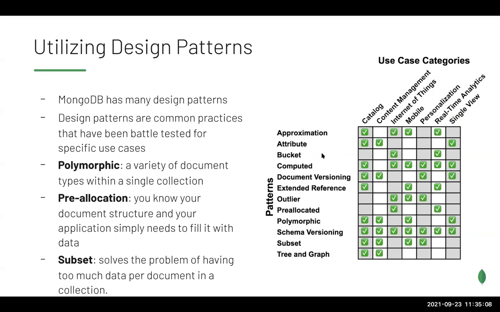Now, these patterns can be applied to various use cases, and this chart shows you that based on the type of application you're building, the type of pattern you may consider implementing. So if you have an IoT use case where you're collecting a lot of data, using the approximation or bucket pattern might be the way to go. Whereas if you have content management type applications, the attribute or the polymorphic pattern might make more sense to implement.